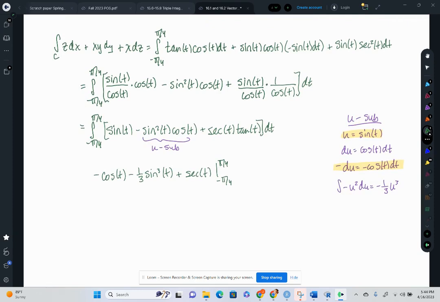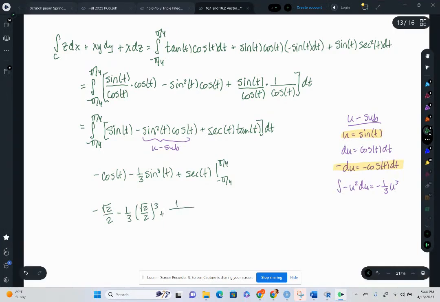Cosine of pi fourths is going to be a minus square root of 2 over 2. The minus comes from the sign that's there. Minus 1/3. The sine of pi fourths is also root 2 over 2, but I'm going to have to cube that. Plus, secant is 1 over cosine. So what I'm getting here is 1 over the square root of 2 over 2. Minus the evaluation at minus pi fourths.